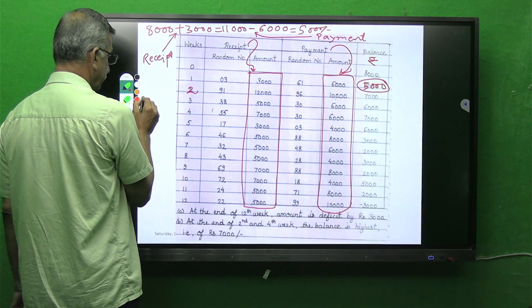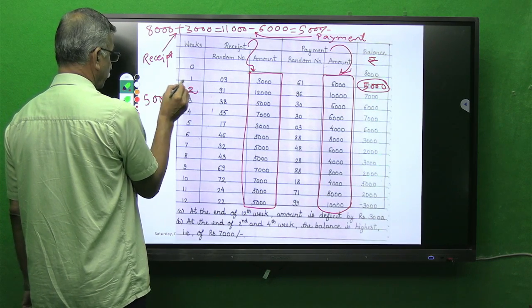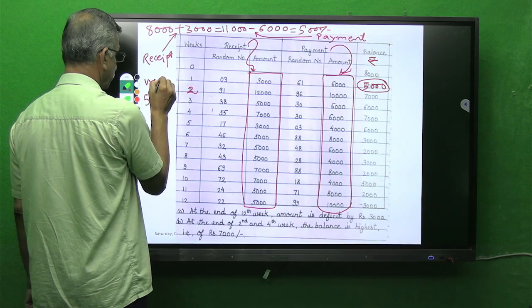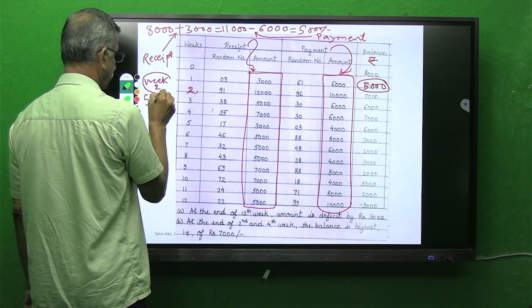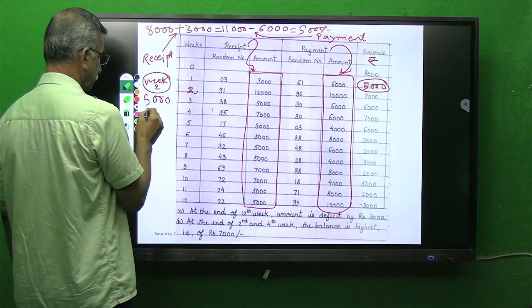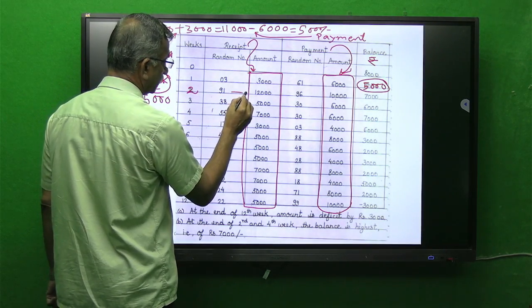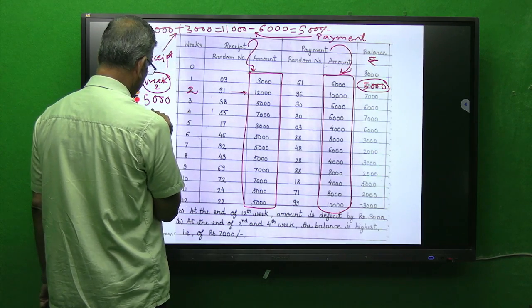5,000 is the opening balance. I am talking of week 2. For week 2, we are calculating for week 2. 5,000 was the opening balance plus, for week 2, see here the receipt amount is 12,000.